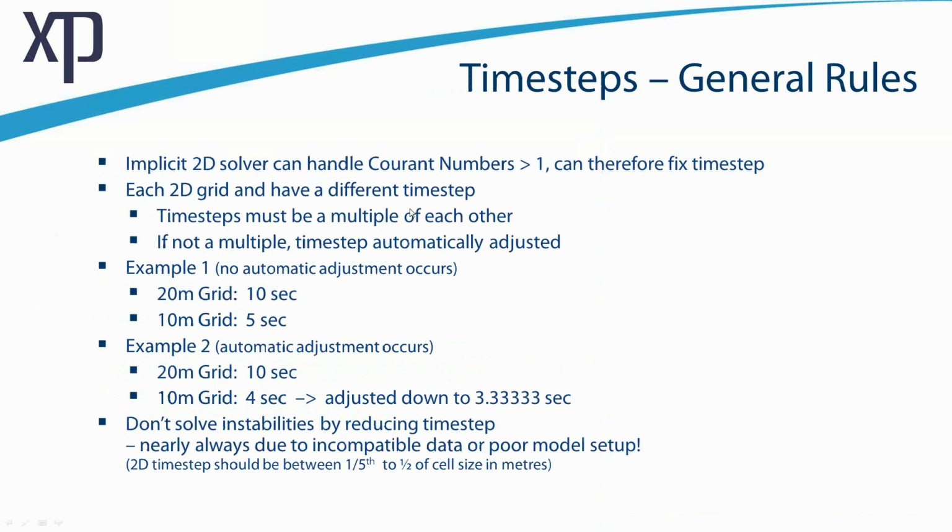Some general rules for time steps. As the 2D solver can handle Courant numbers greater than 1, the time steps can be fixed and can run along quite happily. Each 2D grid can have a different time step. In fact, you should have a different time step for each grid. The only constraint is that the time steps must be a multiple of each other. If they aren't a multiple, the time steps are automatically adjusted by the software.